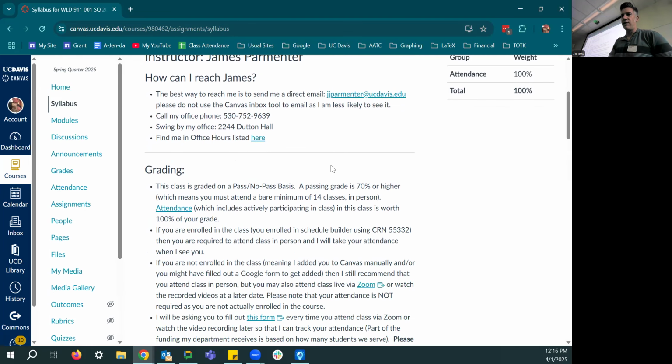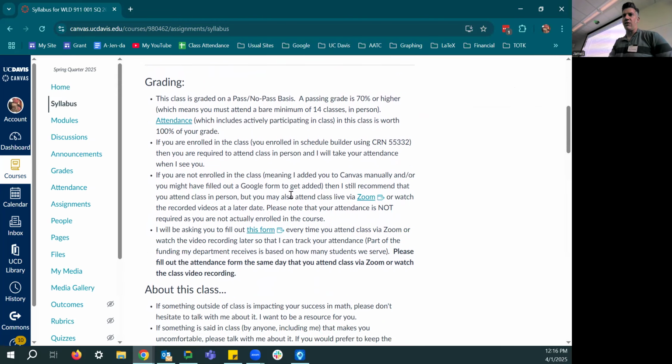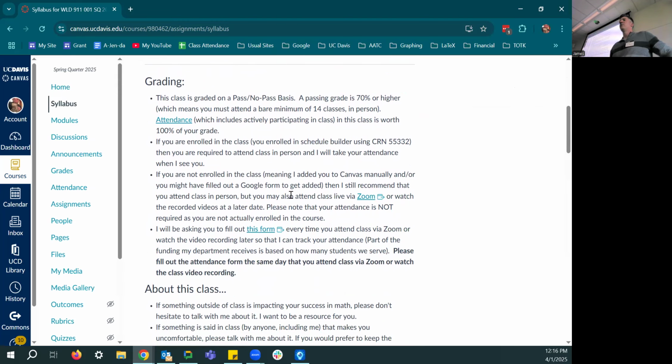The only thing that's really a minor challenge in this class is the grading, which we'll talk about right now. The grading is pretty easy. It's based on attendance. Who should be worried about the grading? Only those of you that have actually enrolled in the class using the CRN. So if you signed up through Schedule Builder using CRN 55332, then you need to be concerned about what I'm saying right now. If you got added to Canvas by me, by filling out a Google form, or by emailing me, none of what I'm about to say applies to you. You don't have to come ever.